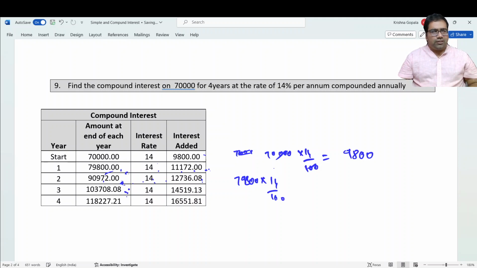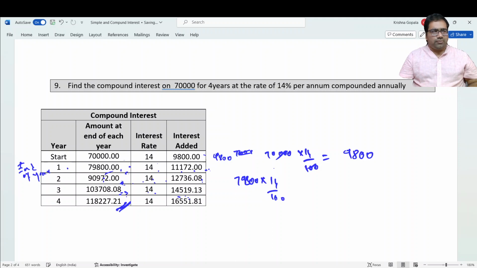Now for the fourth year, they have to again add 14 percent on this. So this into 14% is equal to 14,519. Right. This plus 14,519 will become this. So at the end of 4 years, they have to pay this. Okay. So on 70,000 in the first year, 9,800 gets added. This is the end of year.